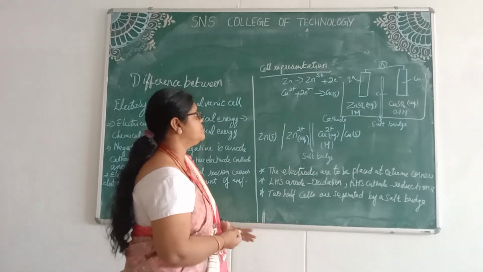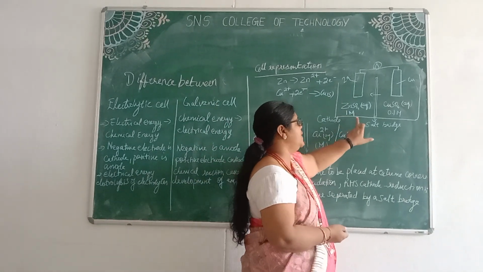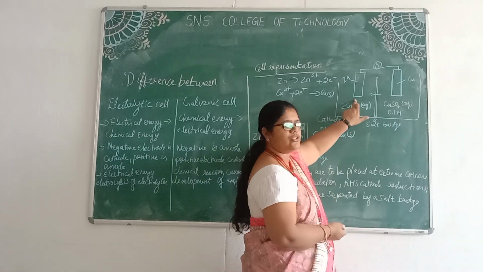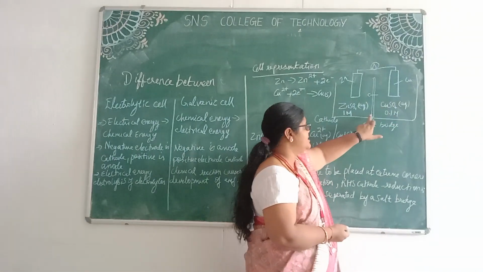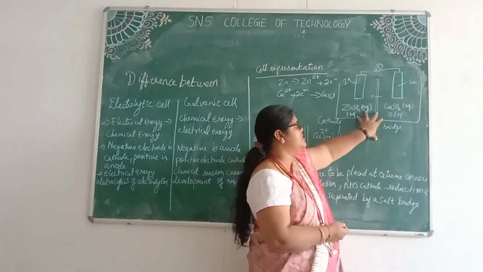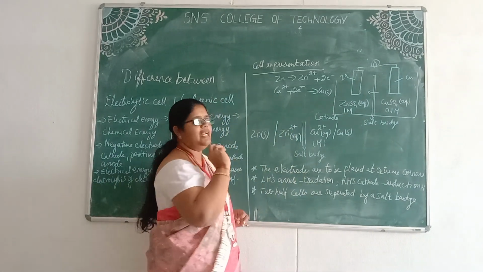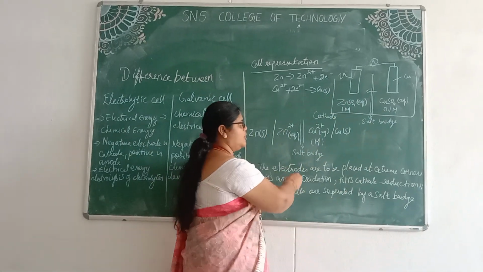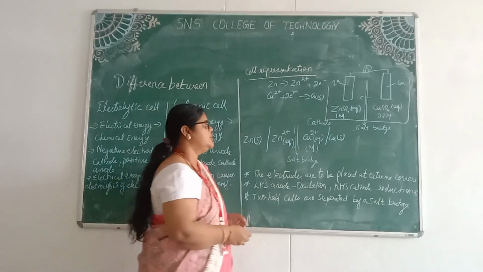So here, we have already seen the cell, that is, you have the zinc sulfate and the copper sulfate solution, where in the zinc sulfate you have the zinc electrode, and in the copper sulfate solution you have the copper electrode immersed in it, and it is separated by a salt bridge. So now we are going to write the cell representation of this whole cell. While writing the cell notation, you have to represent the salt bridge by a double line.